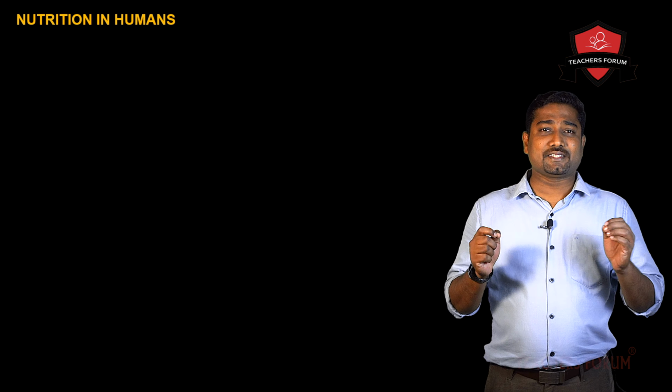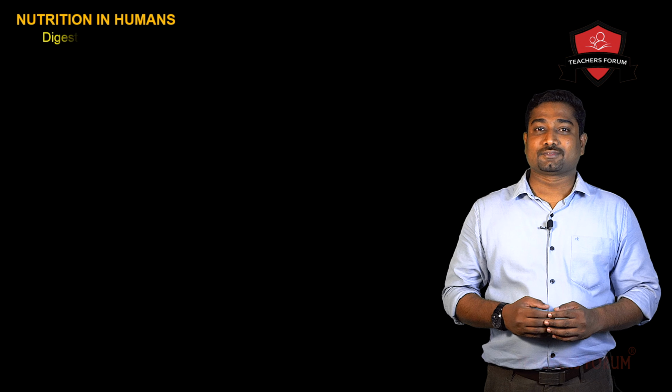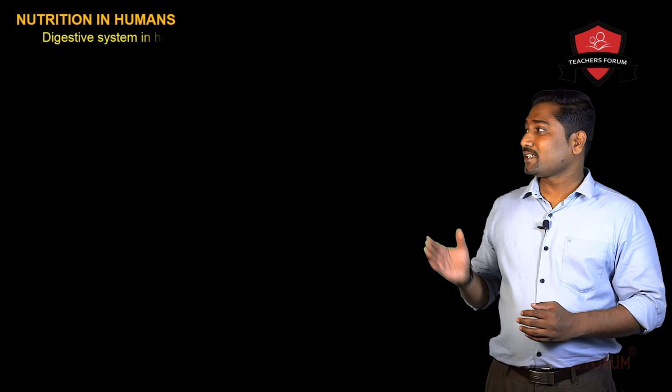Dear children, here comes the most awaited topic under nutrition. That is nutrition in humans. Humans are omnivores. That means they can take in both plant and animal food as their food supply. Digestion in humans occurs inside the digestive system. Here is the digestive system of humans.